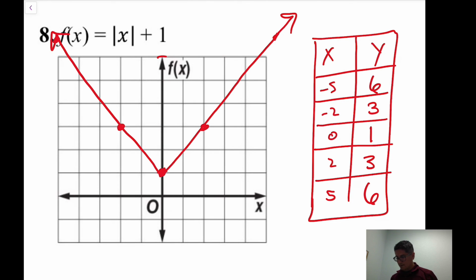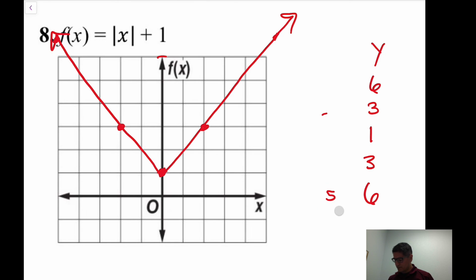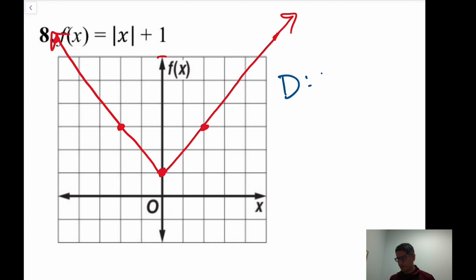Okay, so cleaning up my graph. There's my V. And so the next thing I want to do, I'm going to clean this up too so I can write my domain and range. So my domain, all of my x's are, again, at play here. All of them are at play. This is a function.